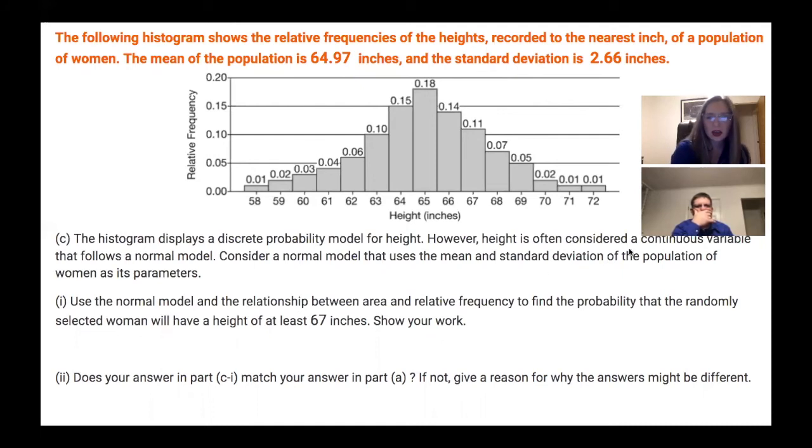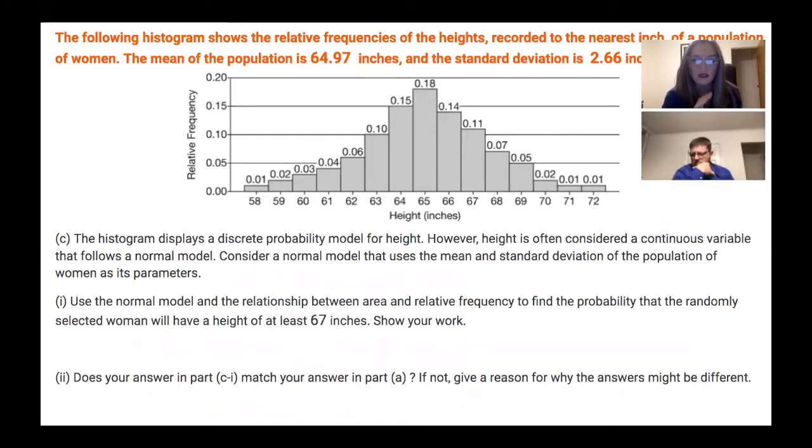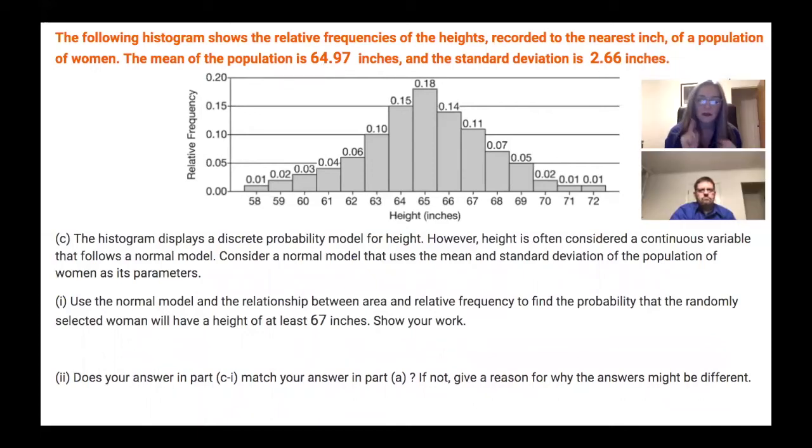Let's say we have the information for the histogram. Height is often considered a continuous variable because it's measurable. So you can have all heights in between, it's not discrete, so it's not countable. And height often follows a normal distribution. Okay, so let's consider a normal distribution that uses the mean and standard deviation for the women as parameters. The mean of the population is 64.97 inches, and the standard deviation is 2.66 inches. Remember, mean gets inches and standard deviation gets inches. They stay in unit in the problem.